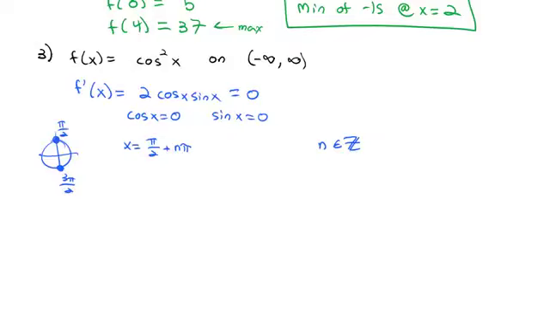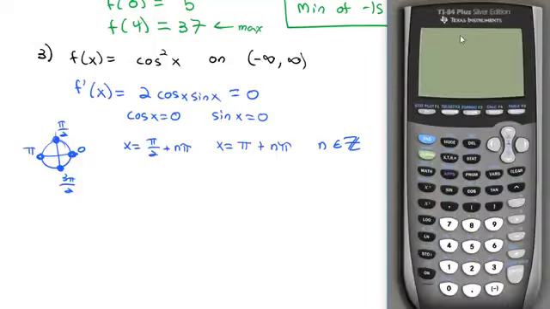For sine of x, it's going to be the y coordinates. And the y coordinates are 0 here at 0 and pi. So sine of x tells us that x is equal to pi plus n pi.